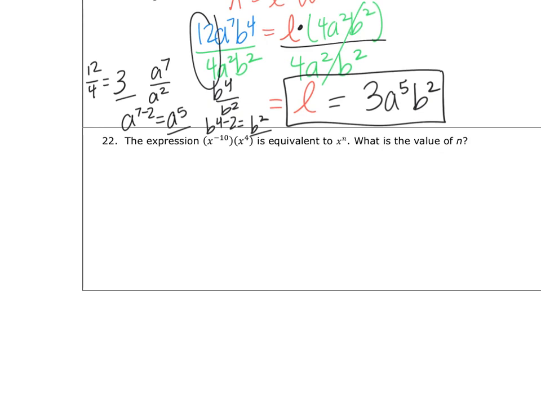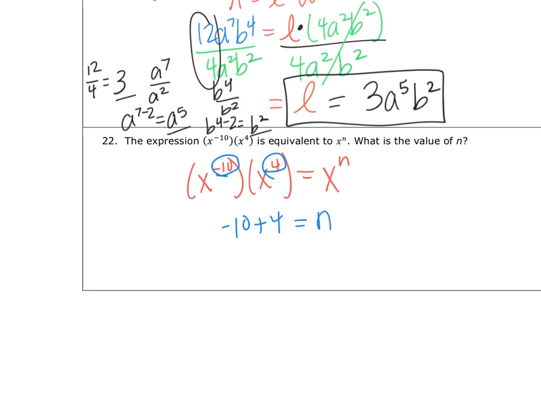22 says the expression of x to the negative 10 times x to the 4th is equivalent to x to the n. What is the value of n? So I have x to the negative 10, x to the 4th is equivalent to or equals x to the n. So remember, if my exponents are separated like this, we add them, and that would equal my n value. So basically, I'm just looking at those exponents, and negative 10 plus 4 is negative 6. So n would equal negative 6 because that would be the simplified version.